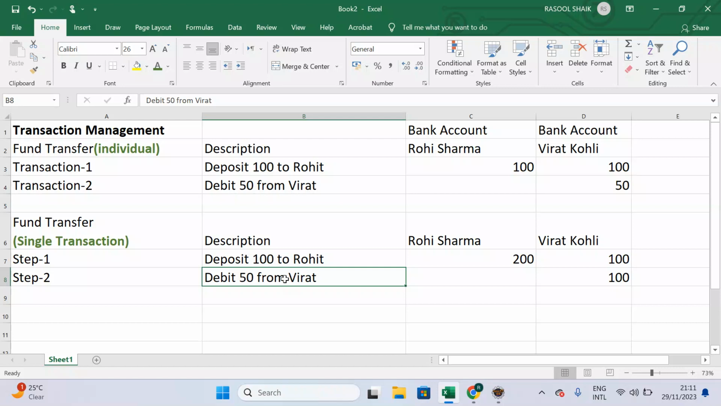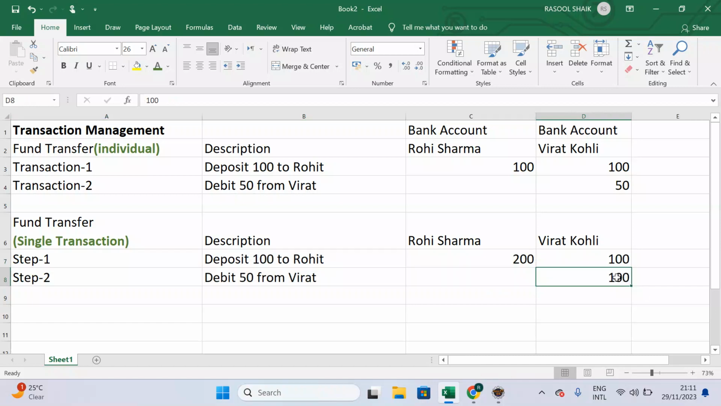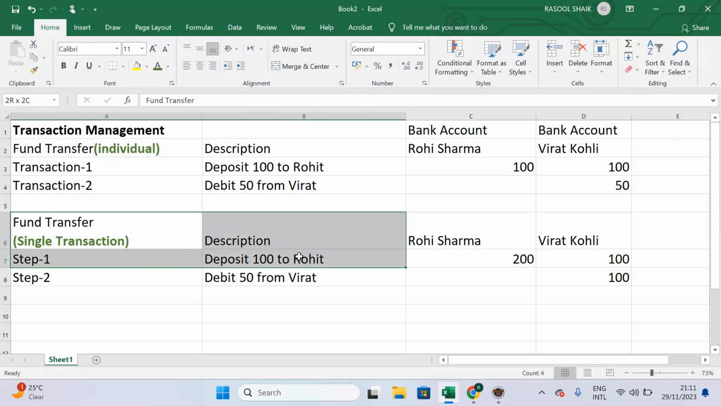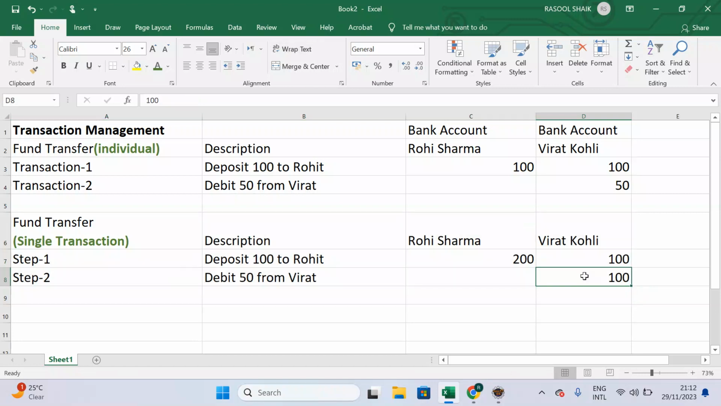But here, what is the problem? In the first scenario, the transaction is successful. In the second scenario, as part of a single transaction, Virat Kohli's account update failed. Let's assume it failed. At that time this transaction will be inconsistent, right? So how are we going to resolve this issue with Spring Framework or Spring Transaction Management? That is the purpose.